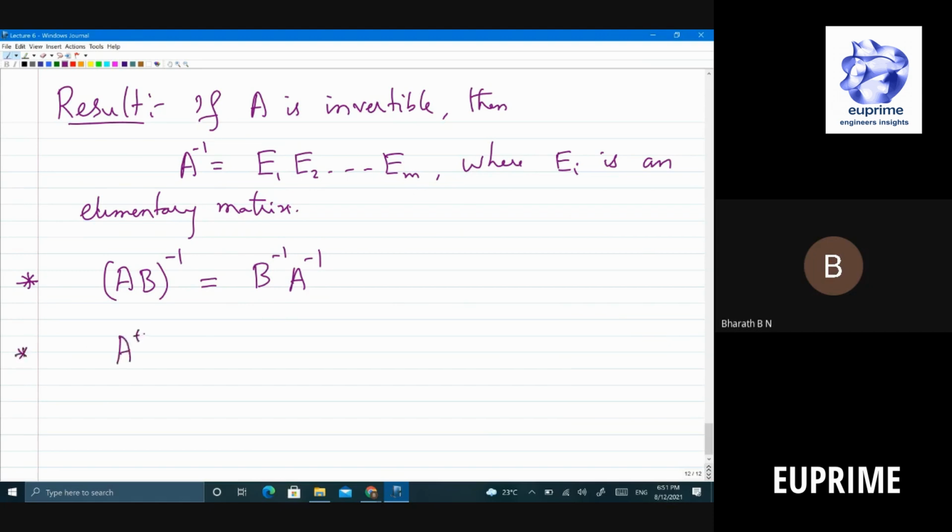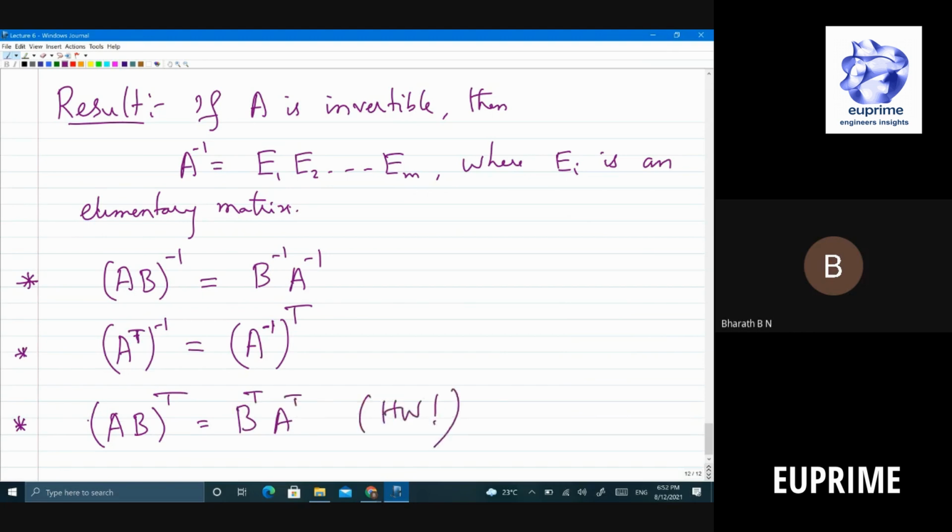What will be A transpose inverse? A inverse transpose, right? Why is that? Okay. So before that, I want to ask one more thing. You know what a transpose is, right? Make rows to columns and columns to rows. What is AB transpose? B transpose A transpose. So homework. You should do this as a homework. Okay. So how do you show that these two are equal? Easy, algebra, but I want you to write it down and see that this is true.